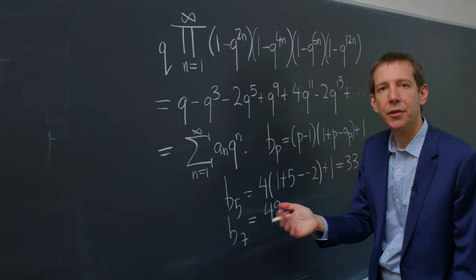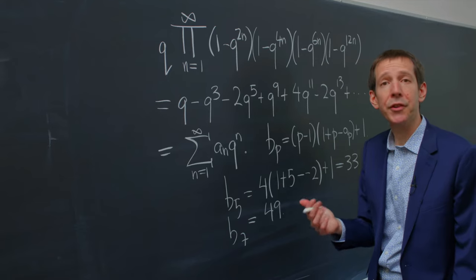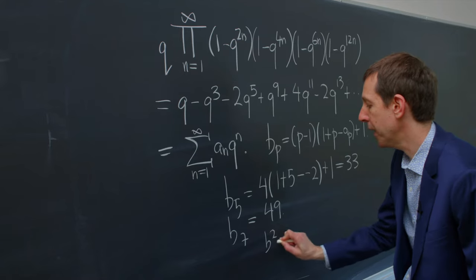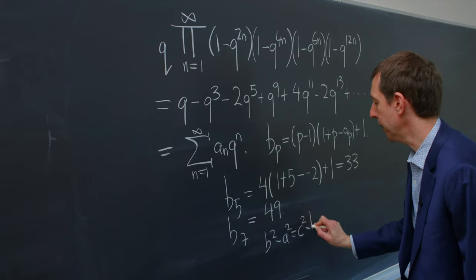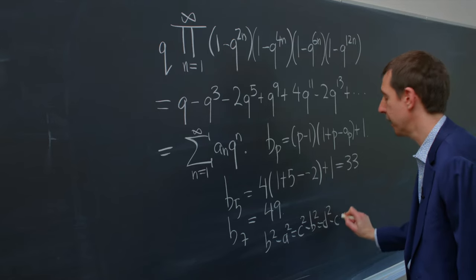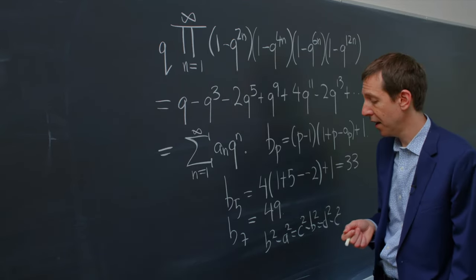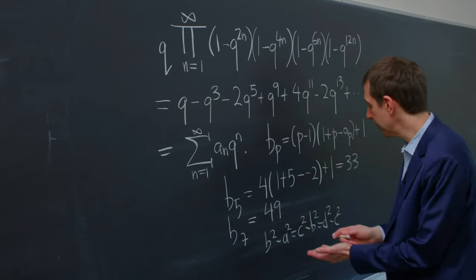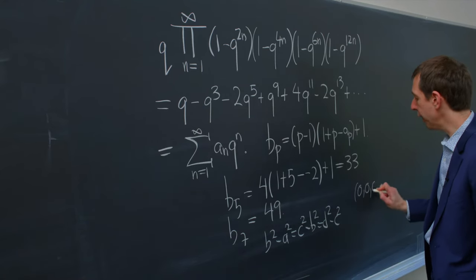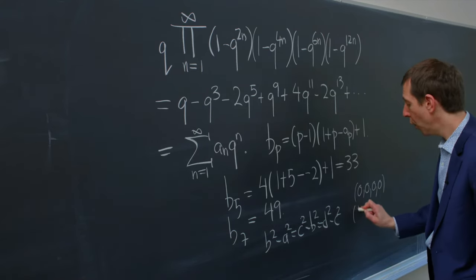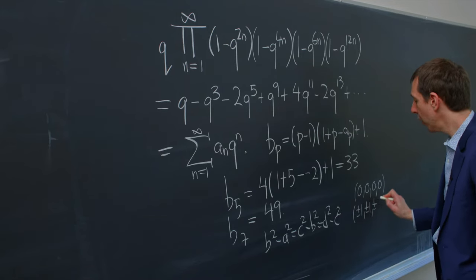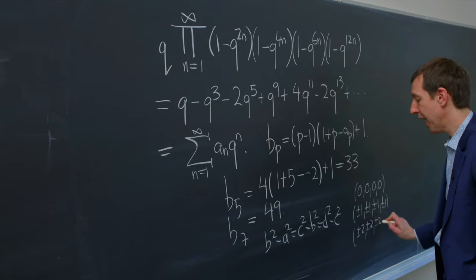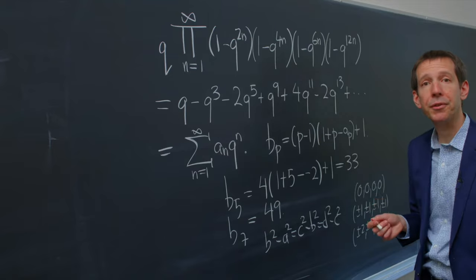These numbers turn out to be exactly the same as the number of solutions modulo p to Fermat's four squares equation, b squared minus a squared equals c squared minus b squared equals d squared minus c squared, modulo p. For example, if p is equal to 5, the only solutions to this equation are the solutions in which a, b, c, d are all zero, or they're all plus or minus one, or they're all plus or minus two. And this makes exactly 33 solutions.